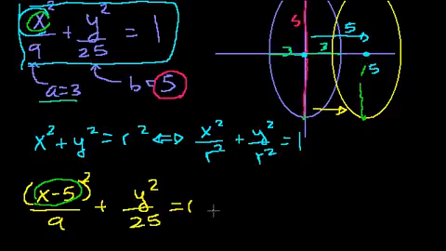And then, let's say we wanted to shift this equation down by 2. So if we wanted to shift it down by 2, our new ellipse looks something like this.